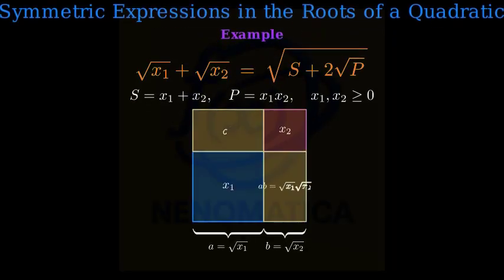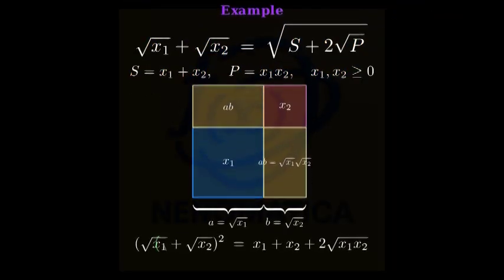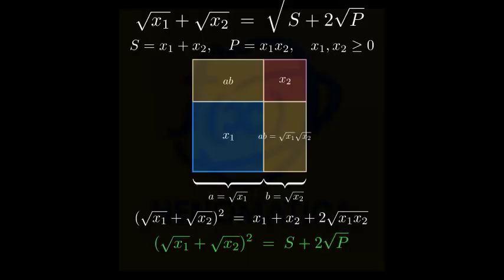Before the algebra, here is an intuitive picture. Imagine a big square whose side length is the square root of x1 plus the square root of x2. Split that side into two pieces. a equals the square root of x1, and b equals the square root of x2. When we draw the cut lines, the big square is partitioned into four parts: a square of area x1, a square of area x2, and two rectangles, each of area a times b. So the total area is x1 plus x2 plus 2ab, which is x1 plus x2 plus 2 times the square root of x1 x2. That is S plus 2 times the square root of P.